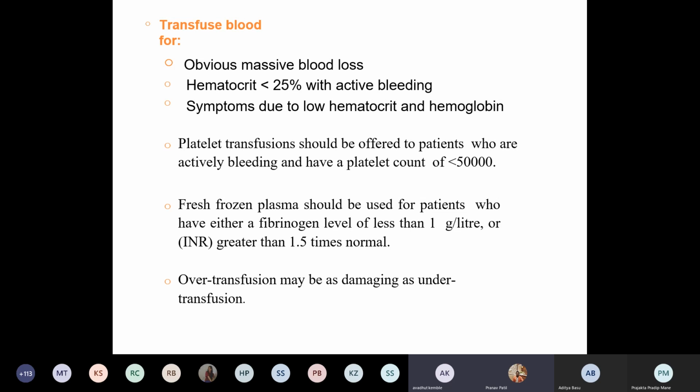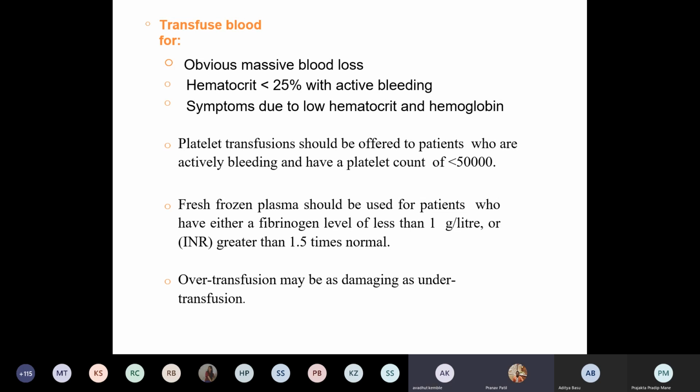Now, blood transfusion: whenever massive blood loss is there, you think of blood transfusion. If the hematocrit is less than 25%, usually active bleeding is there, and symptoms are due to low hematocrit and hemoglobin. Platelet transfusions are to be given, and fresh frozen plasma is to be given.